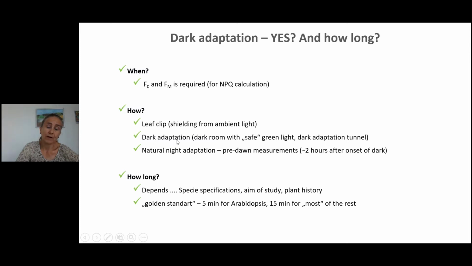Or we can do dark adaptation of the plant samples in, let's say, a dark room environment. In the high throughput or in the imaging type of systems, we can use a dark adaptation tunnel or dark adaptation room. Usually safe green light is useful to be used for the safe operation of the material, because we always need to see at least something.